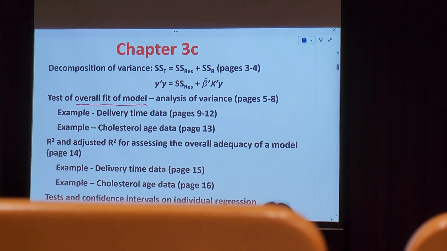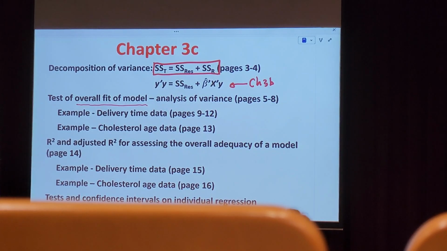But let me just give you a brief review of what we've done. Today, we looked at the decomposition of variance. The derivation is based on chapter 3b, and from that decomposition, we can test the overall fitted model. Let's take a 5 minute break. After the break, we will talk about R squared and adjusted R squared for the overall fit.